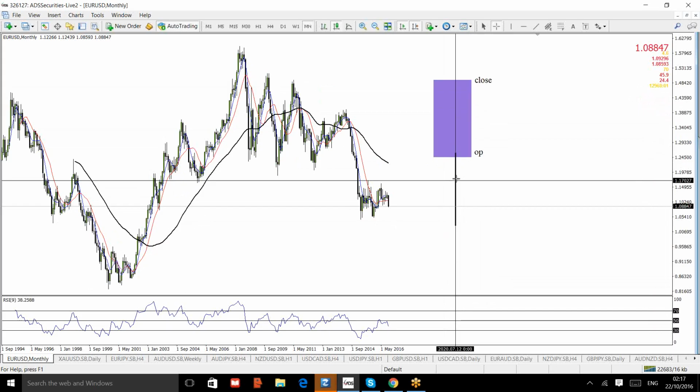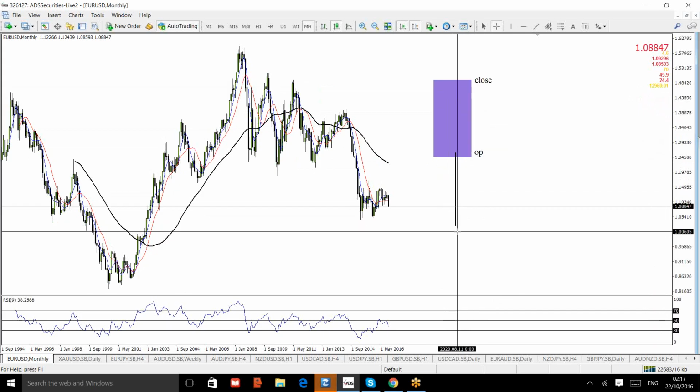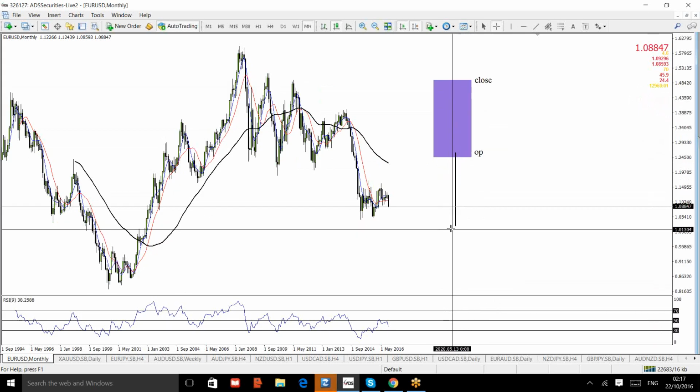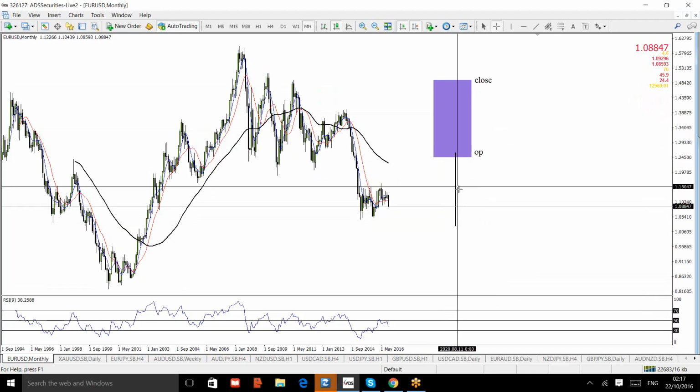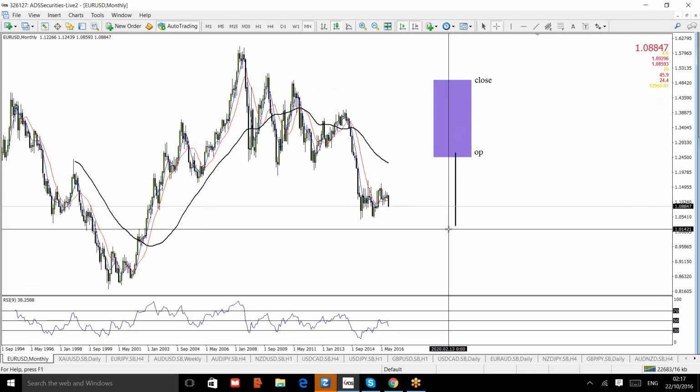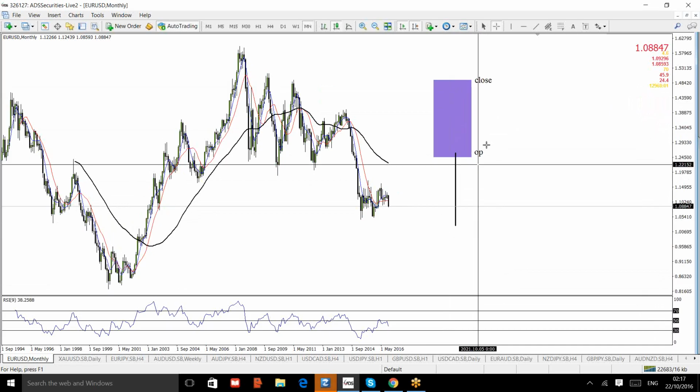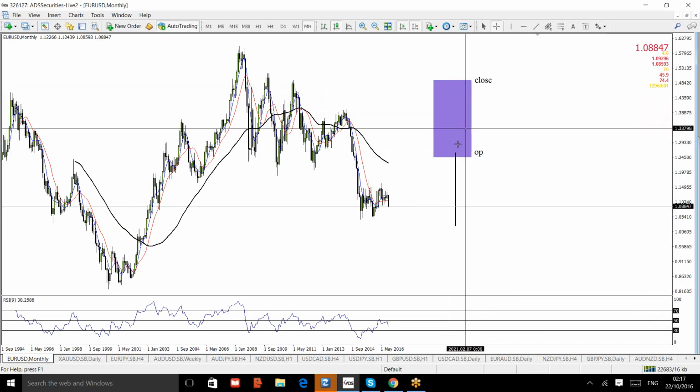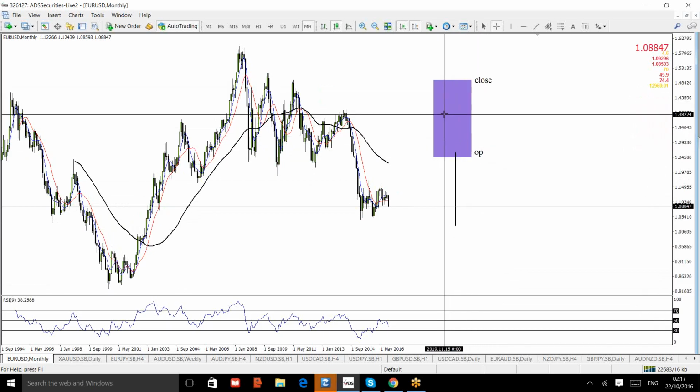Guys, this wick represents the failure on the part of the sellers. Understand, guys? This represents the failure. The long wick will always represent the failure. And remember, the body represents the strength of the buyers. Understand, guys?